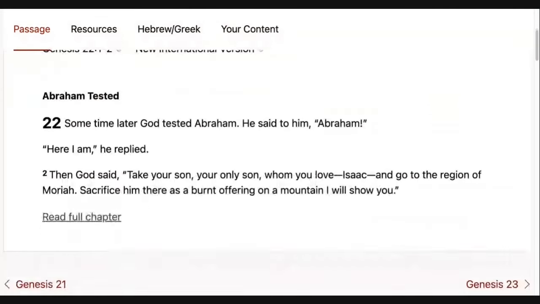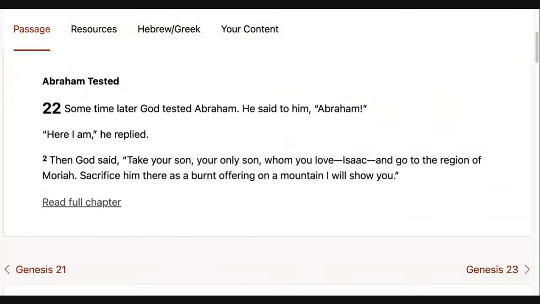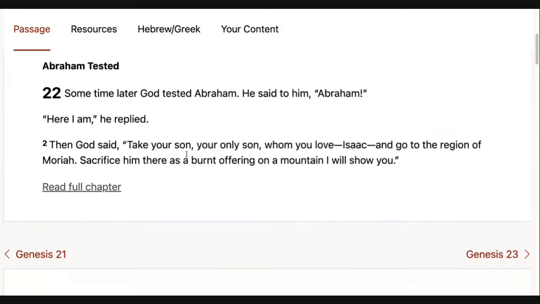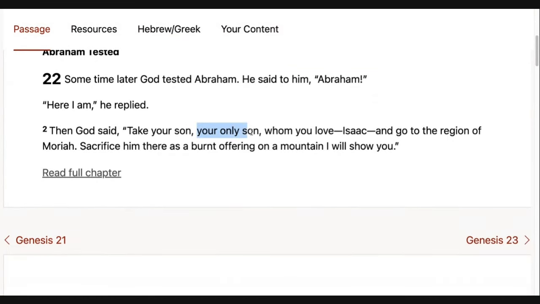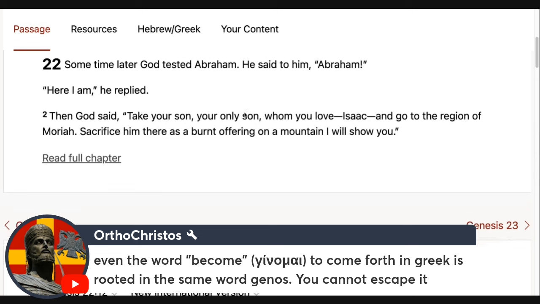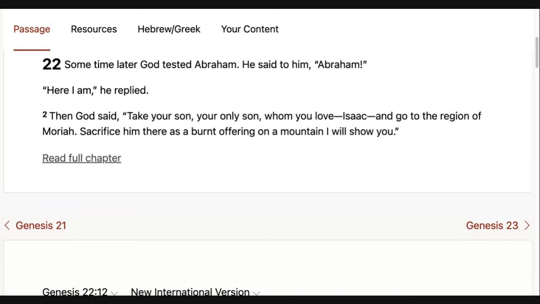Genesis 22:1-2. Sometime later, God tested Abraham and said to him, Abraham. Here I am, he replied. Then God said, take your son, your only son. But what? Hold on, God. Yachid. Isaac was never the only son of Abraham. Don't you remember Ishmael? I guess God didn't get the memo, because God says Isaac is the only son.